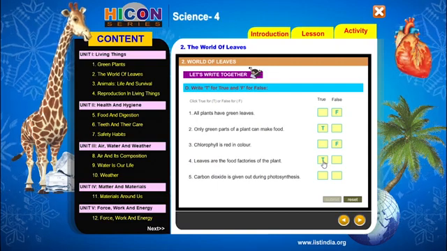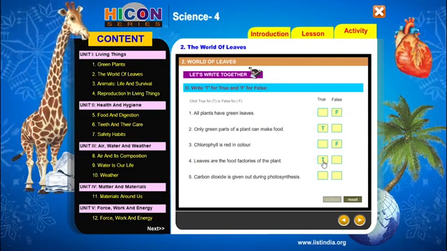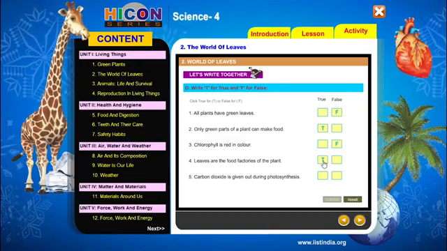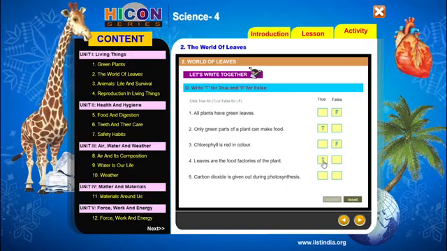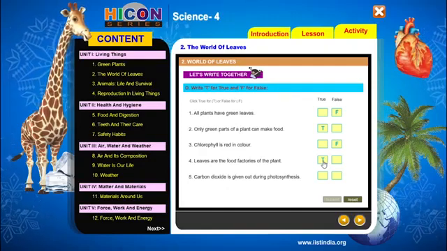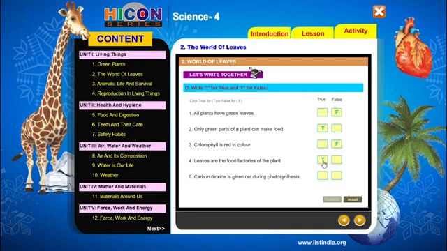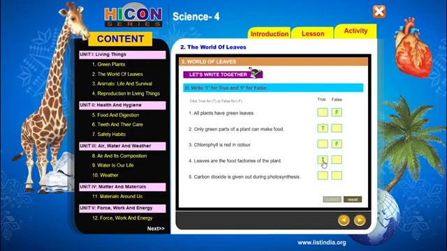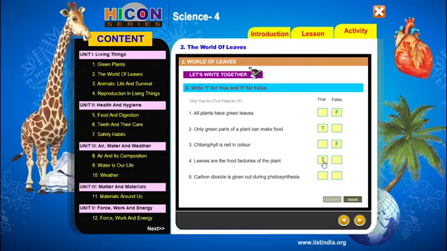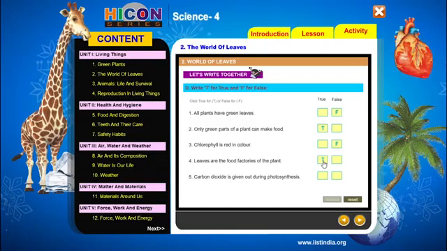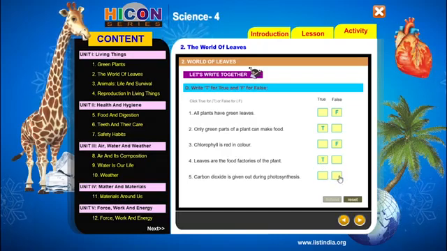Next, read the fifth sentence: carbon dioxide is given out during photosynthesis. So children, is it correct? No, wrong. The fifth sentence is false because during photosynthesis, oxygen will be given out by the plants, but not carbon dioxide. Human beings give out carbon dioxide, but plants give out oxygen. So the fifth sentence is false. So write F in the box provided.